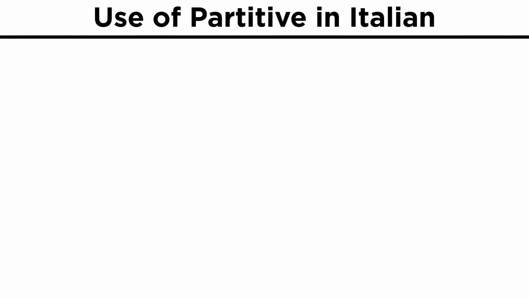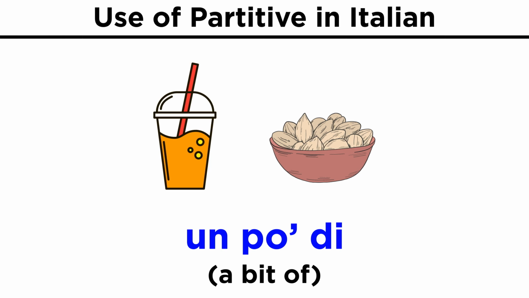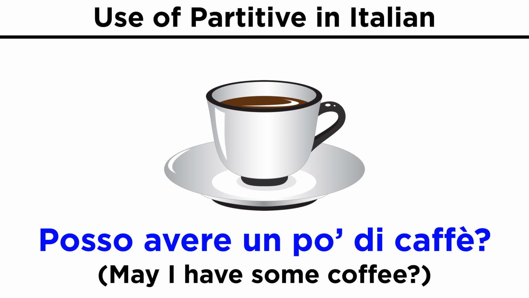Italian has several ways to express partitive. One phrase that is often used is un po' di. This works best with uncountable nouns, such as liquids and small edible items, when we are not specifying the volume or the weight. For example, "Posso avere un po' di caffè?"